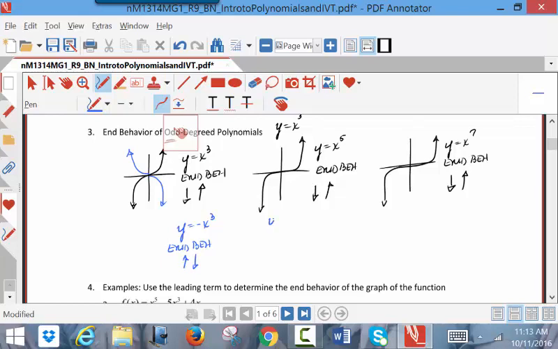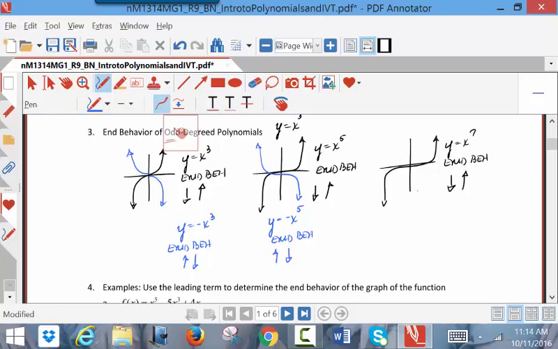Same thing if I reflect the x to the fifth by putting a negative as its leading coefficient. It will have an end behavior of up on the left and down on the right. I didn't get it graphed. So I think that you can see the patterns.